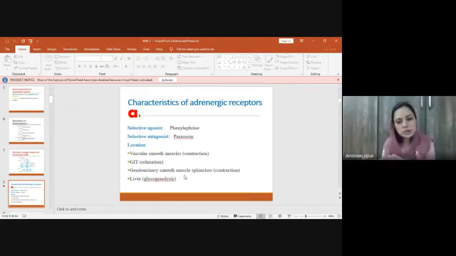Alpha 1 is present at certain locations in our body. Alpha 2 is present somewhere else. Alpha 3 is present. Beta 1 is present somewhere else. Beta 2, beta 3. They all vary on the locations, and further on their actions.